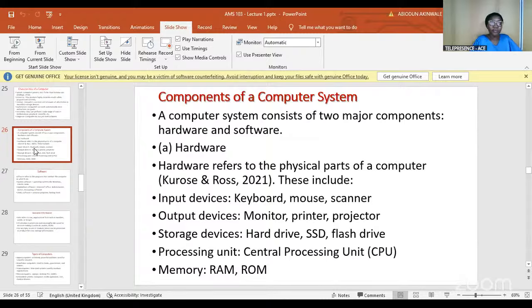Okay, so what are the components? Oh, but before we get here, can we see the initial slide? There is a slide before this.